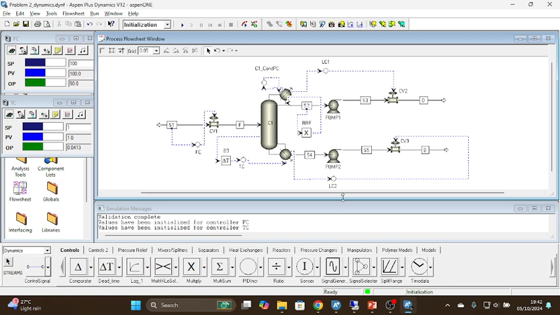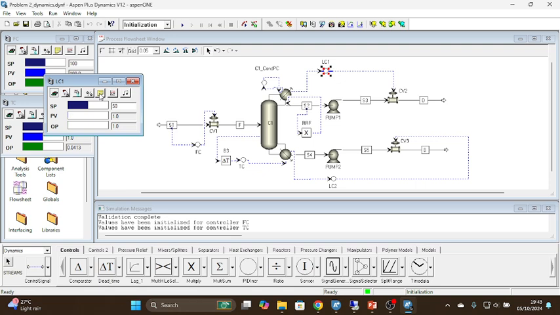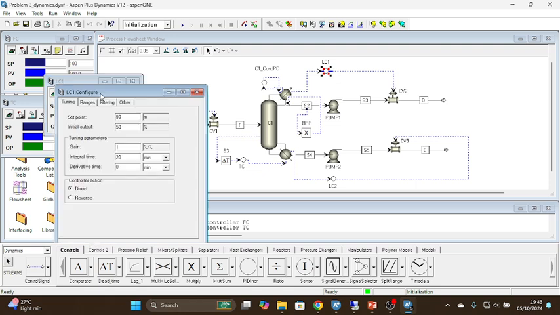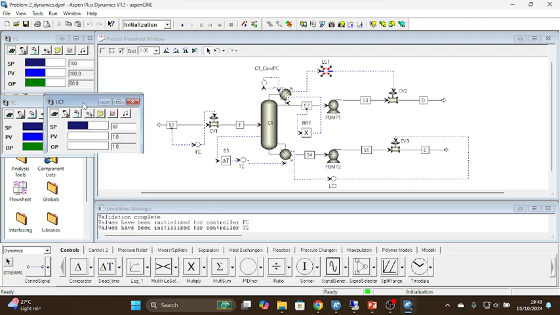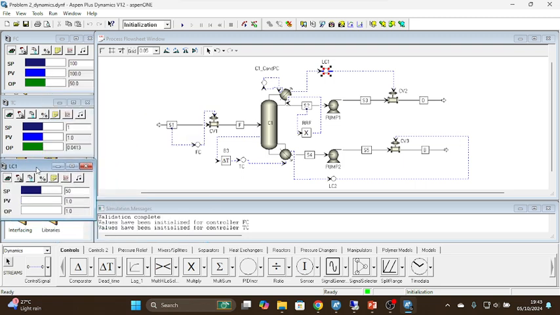The level controllers are proportional controllers. So selecting this and coming to the configuration page, the gain we can keep the same, but the integral time has to be increased to a high value since they are proportional controllers. And we are going to keep the control action as direct. So this is our level controller 1.